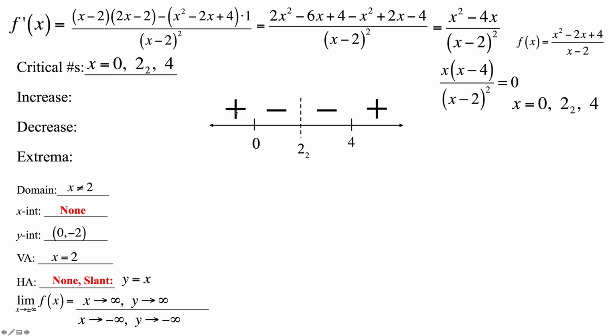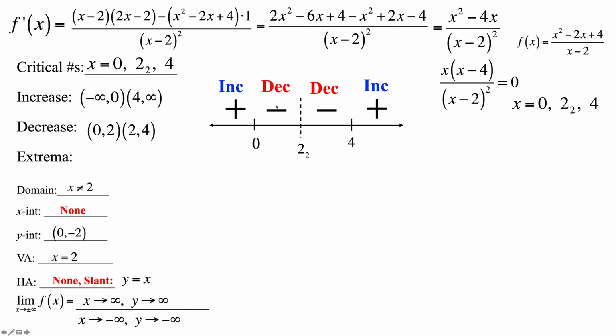So we are increasing from negative infinity to 0, decreasing from 0 to 2, decreasing from 2 to 4, increasing from 4 to infinity. Again, you have to break this up because of that vertical asymptote. So there are the intervals I had mentioned.